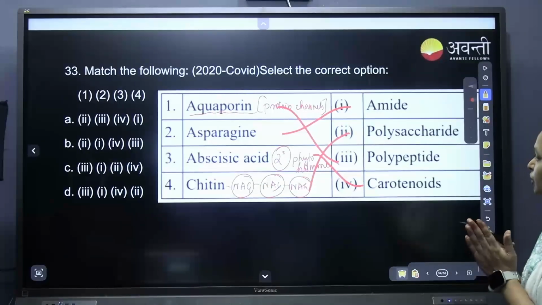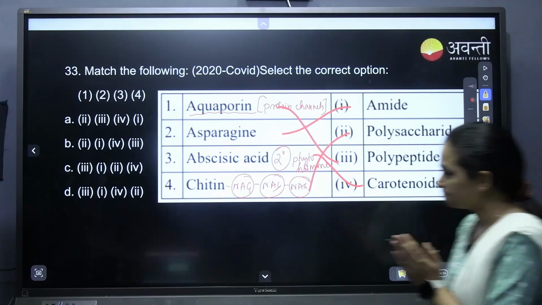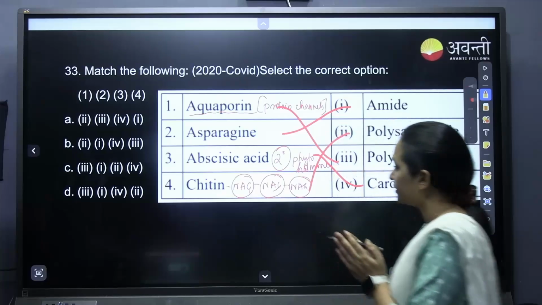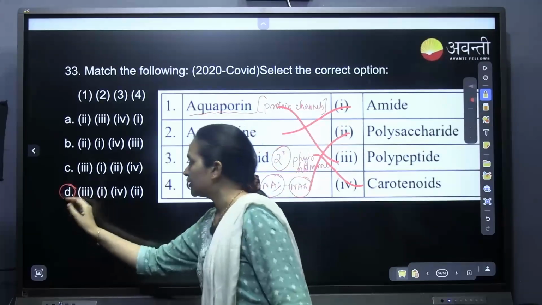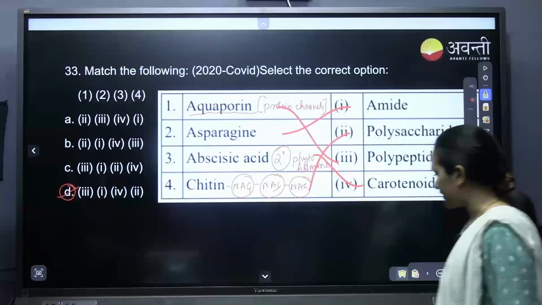So if we match 1, 3, 2, 1. Okay. Option D. 3, 4. Yes, very good, very good. Option D. D for Delhi as the correct answer.